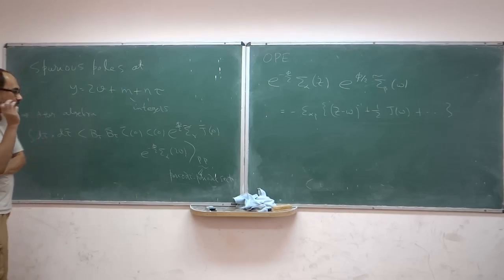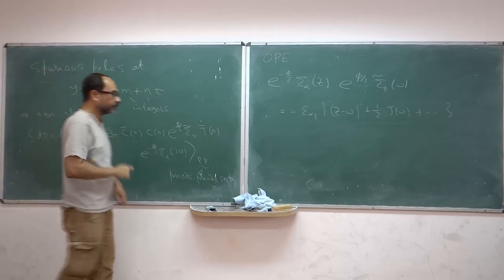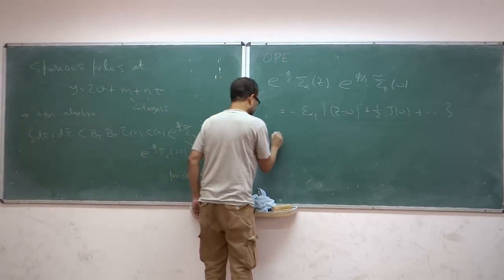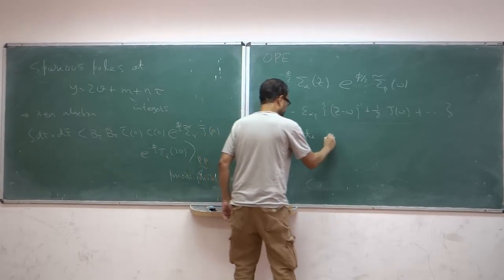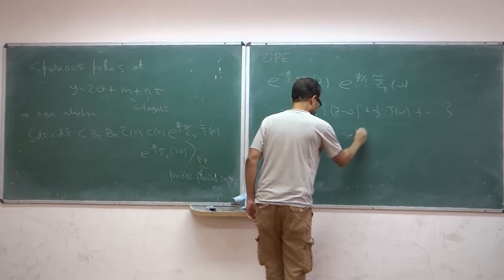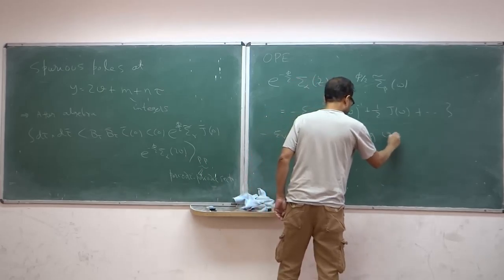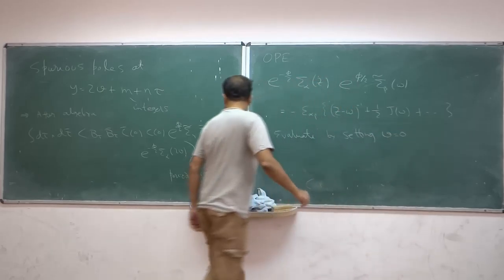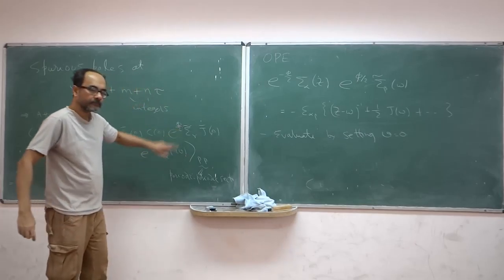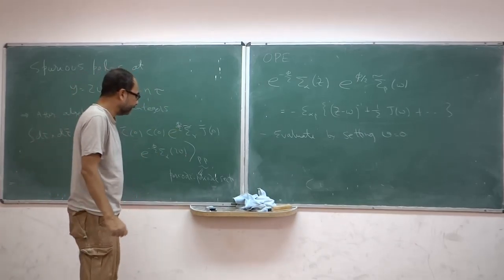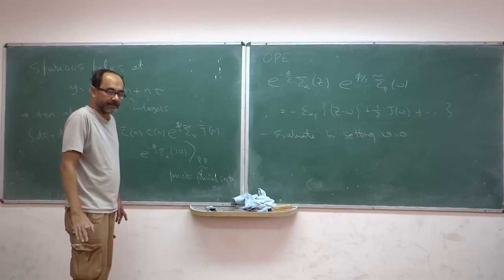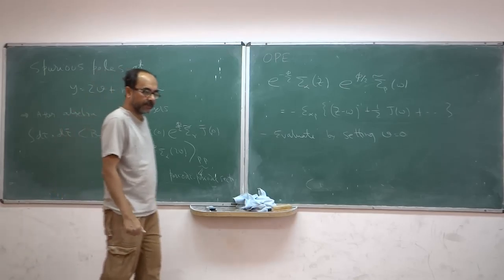Okay, so once you know that it's independent of V, we can evaluate this by setting V equal to 0. So in this, will the J term survive? J term, yeah. If the J term didn't survive, then of course the result will be 0, right? First term doesn't survive. First term doesn't survive, yeah.